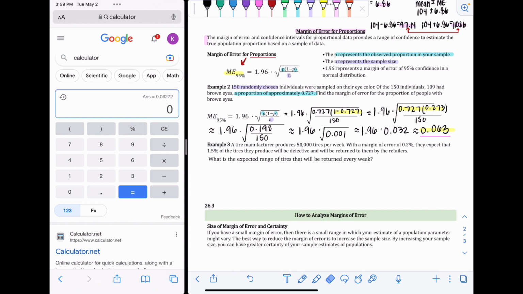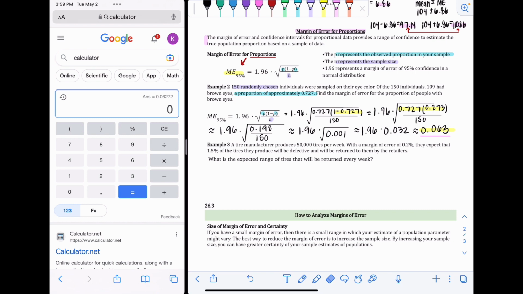Moving on to example 3. Sorry, I had to add an extra line to the end of example 3 to finish out the problem, but it says a tire manufacturer produces 50,000 tires per week. With a margin of error of 0.2%, they expect that 1.5% of the tires they produce will be defective and will need to be returned to them by the retailers. What is the expected range of the tires that will be returned every week?